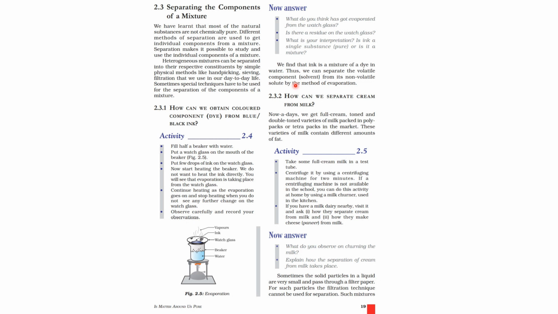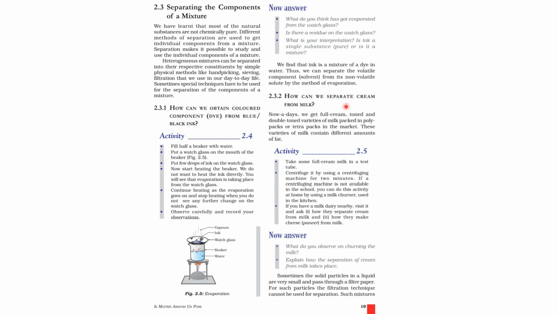Another example: to obtain common salt from seawater. Seawater is trapped in small shallow pits, called lagoons, and is allowed to stand for a few days. During this time, the heat of the sun evaporates the water in these pits, leaving behind the solid salt. This salt is further purified by the crystallization method, which we are going to study in the later part of this chapter.